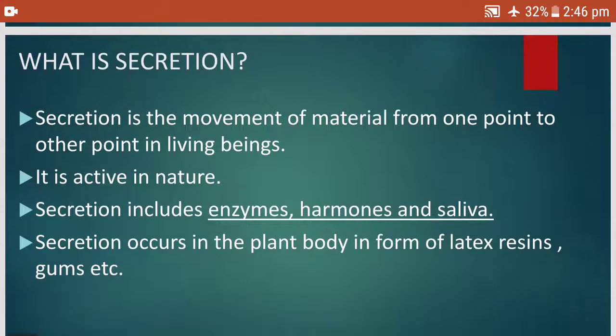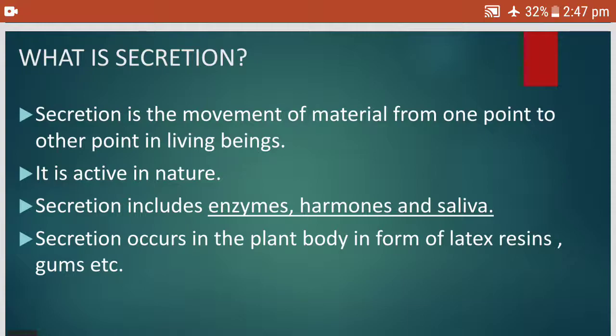Then what is secretion? Secretion is the movement of material from one point to another point in living beings. It is active in nature. Secretion includes the enzymes, hormones and saliva. Secretion occurs in plants in the form of latex, resins, gums, etc.